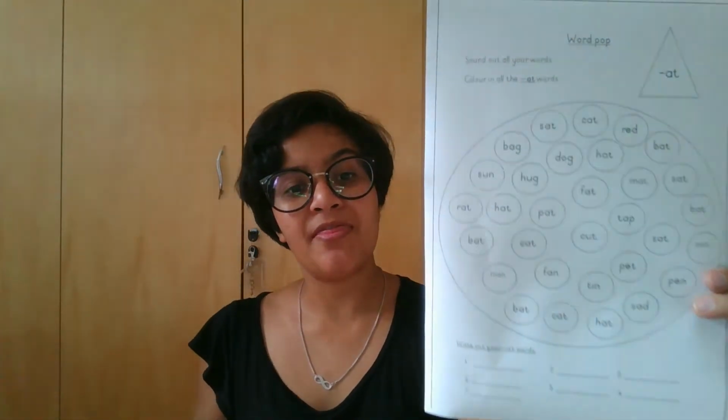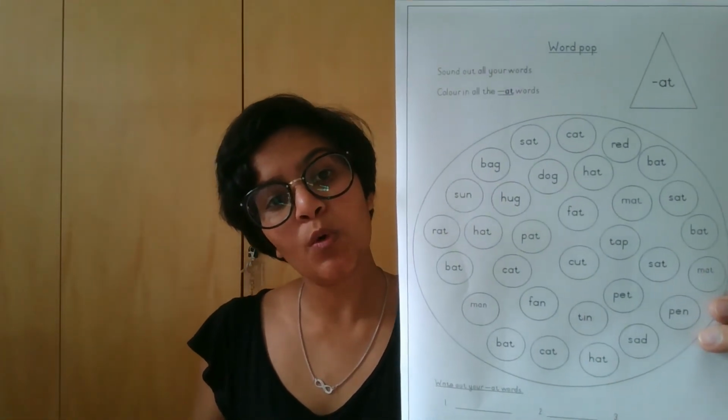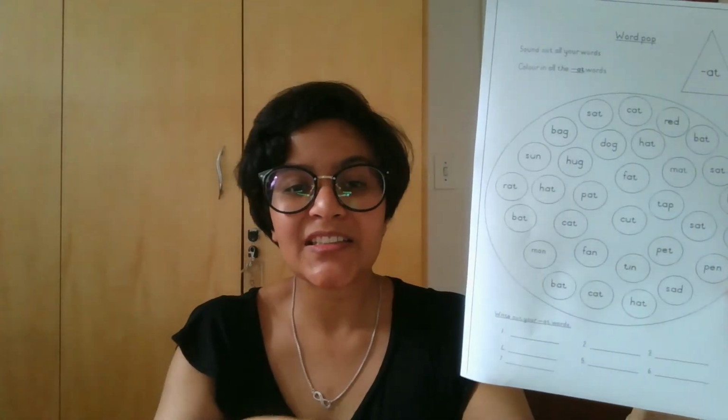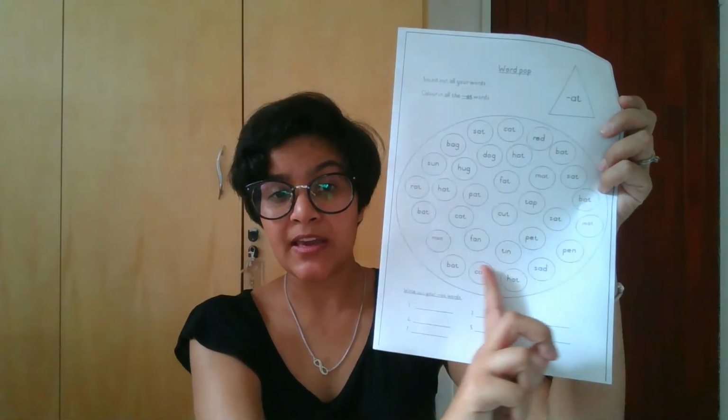Then, the next part of our worksheet works with this page, okay? This is called word pop. And we are working with words that end in at, okay? So words like cat, mat, sat, bat. All those words end with at, okay? Say at. They end with at, okay? So you are going to go through these words over here in the circle and you are going to color in all the words that have at in it.